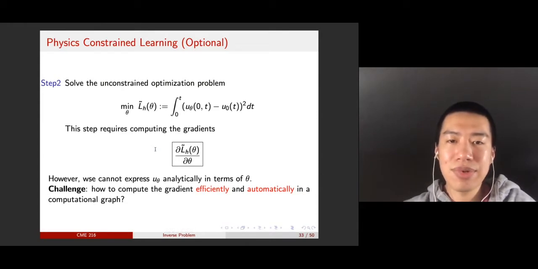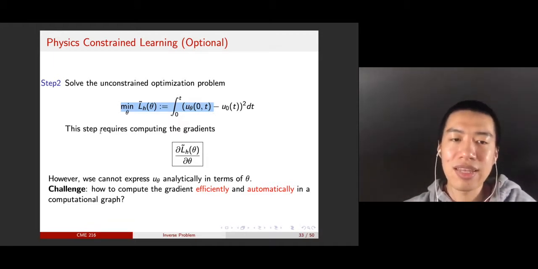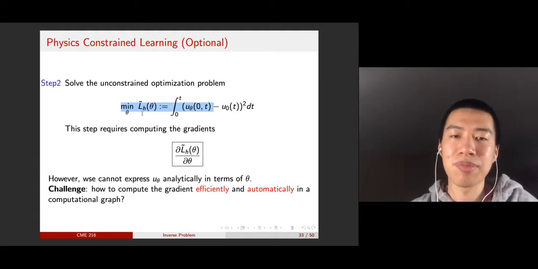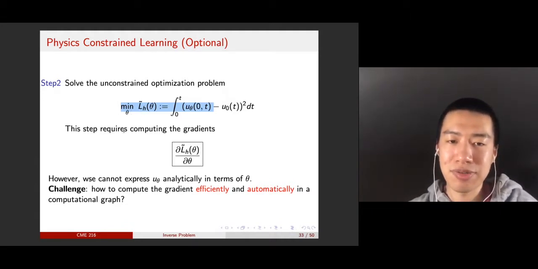The second step is that you want to solve the unconstrained optimization problem instead of the constrained optimization problem. This is done by just plugging the solution you have into the objective function. Note that you cannot write this down explicitly; this is just a notation here. You can calculate this quantity using numerical solvers. And if you want to solve this unconstrained optimization problem using a gradient-based method, this requires you to compute the gradients, that is partial L tilde, partial theta.